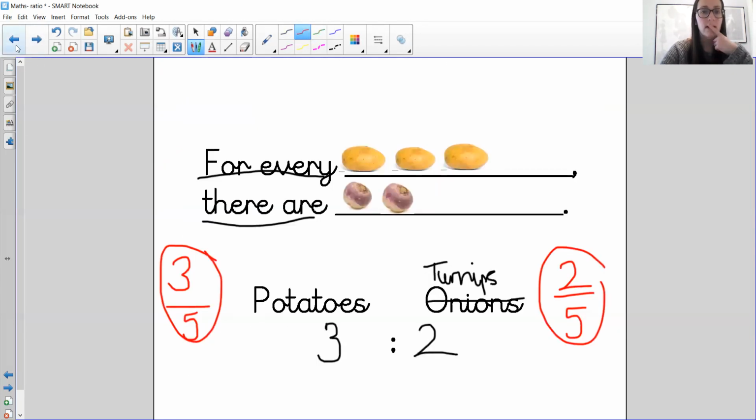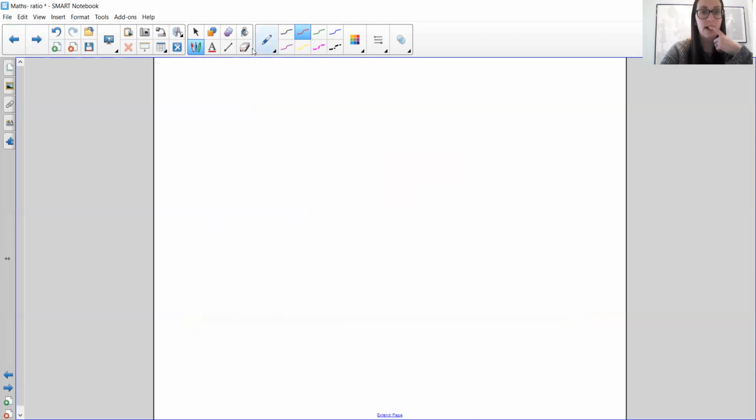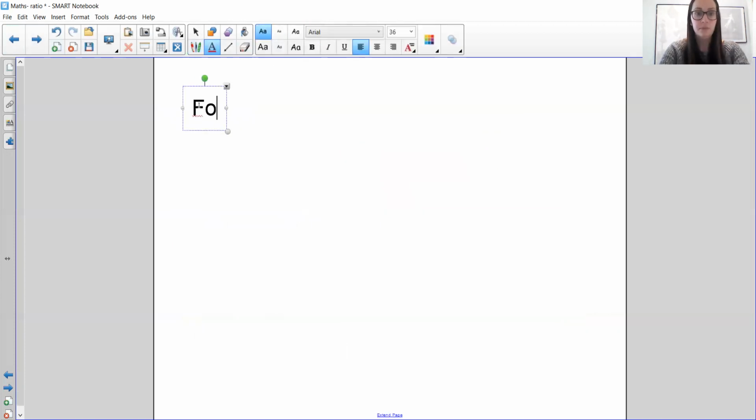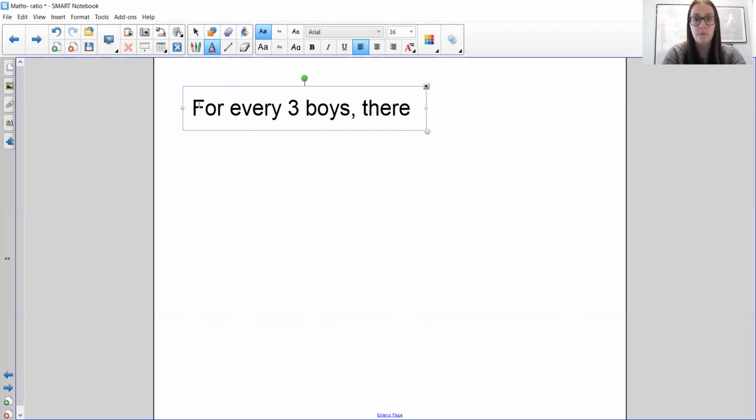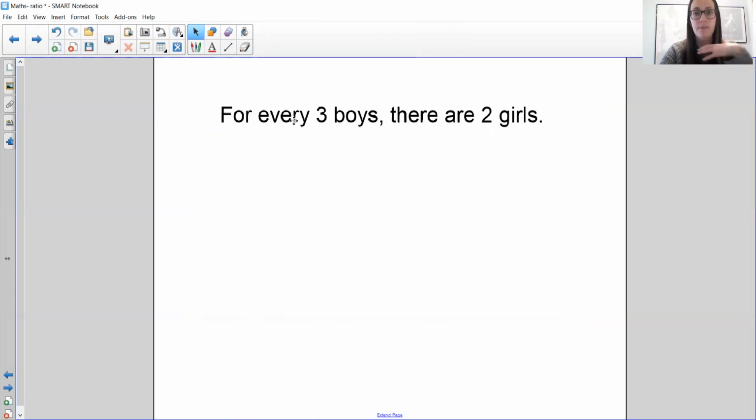Let's try one more, I think. So let's have, for every 3 boys, there are 2 girls. Okay, let's say this is representative of our class. Not quite, but you know. So for every 3 boys, there are 2 girls. What would the ratio be?